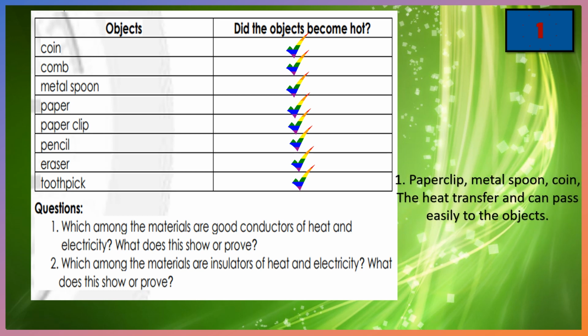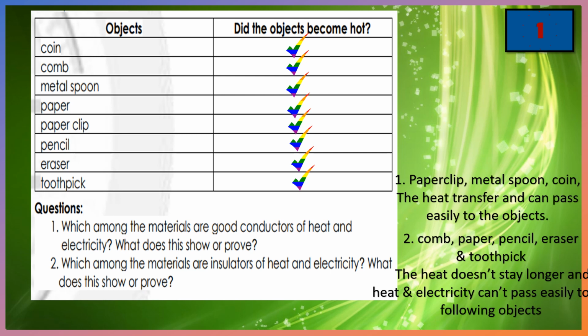And then for the number 1 answer, which among the materials are good conductors of heat and electricity, and what does this show or prove? So we have paper clip, metal spoon, and then coin. So the heat transfer and can pass easily to the object. And then for number 2 answers, we have comb, paper, pencil, eraser, and toothpick. So the heat doesn't stay longer, and heat and electricity can't pass easily to the following objects.